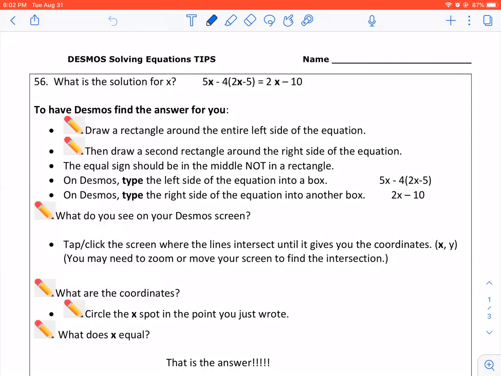We're going to start off with question number 56. It says, what is the solution for x? So we're solving for x. Now you can do this by hand, but I'm going to show you the Desmos solving tips.